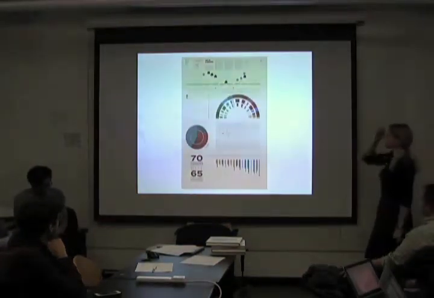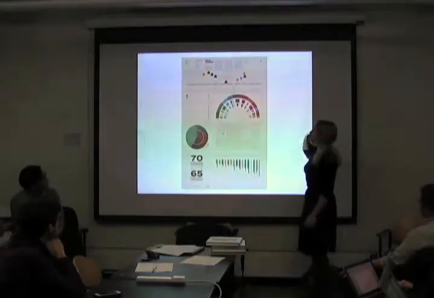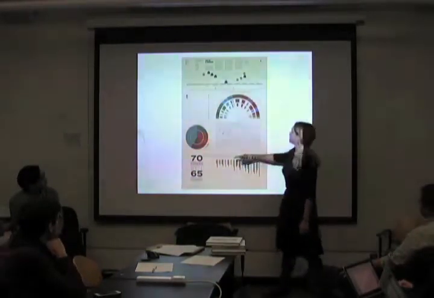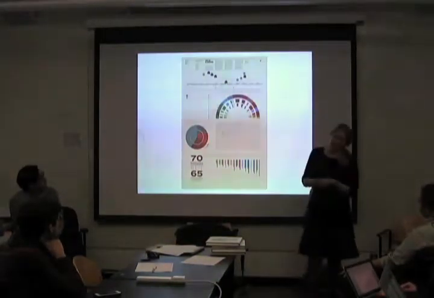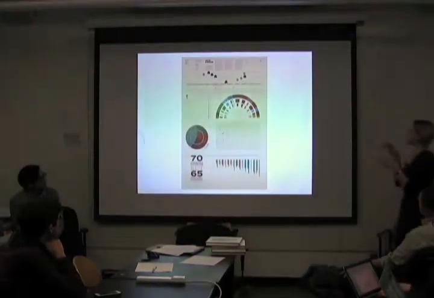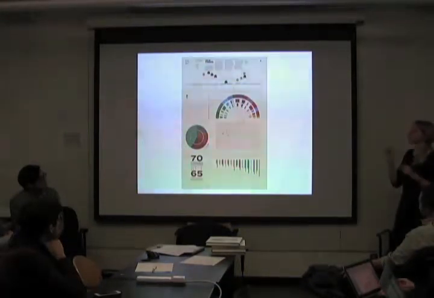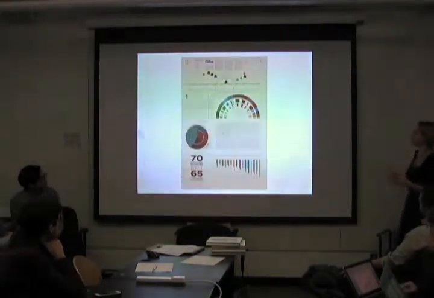Here's another example. I don't even know exactly what it's showing, but there's so much information, and color is used effectively, with a lot of alignment and a hierarchy. So your eye goes to the pieces of information that the designer wants you to look at first.